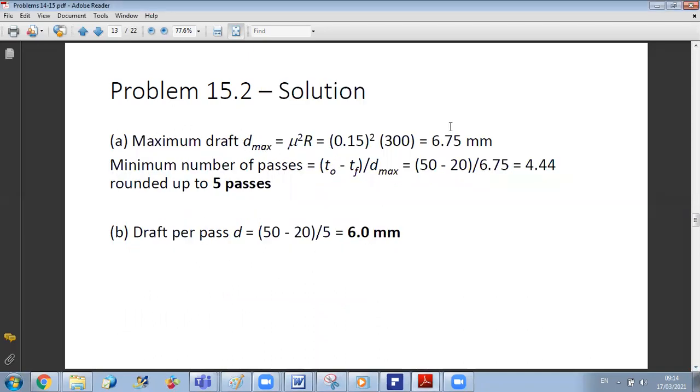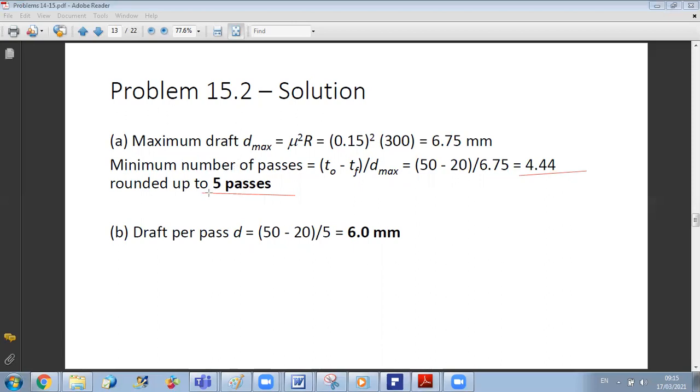So from the maximum draft, we get 6.75 millimeter. And since the total draft is 30, if you divide 30 by 6.75, you get 4.44. Of course, I will not do half of a pass. You should round this number. So you need in total 5 passes to accomplish this operation.